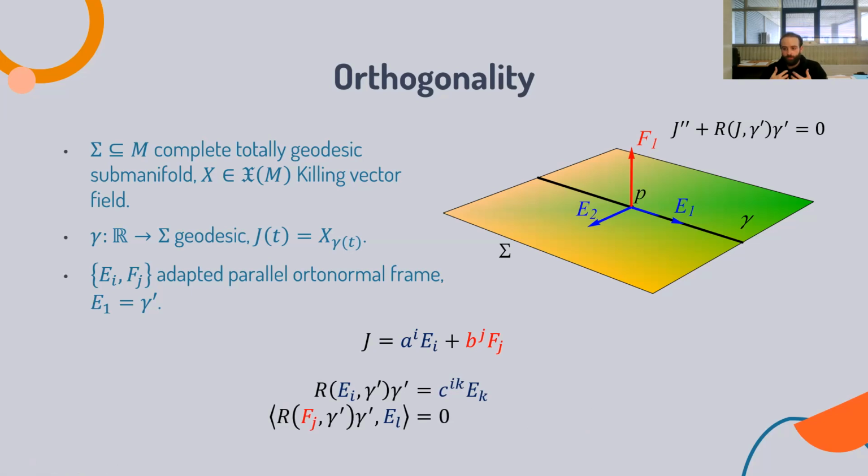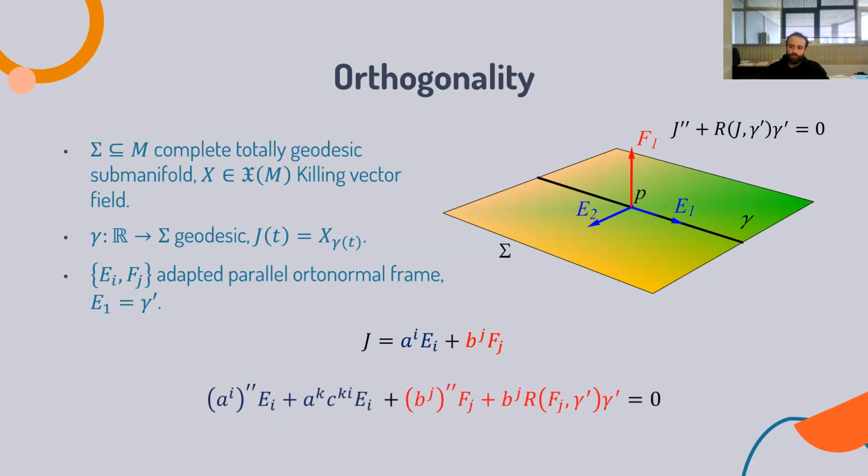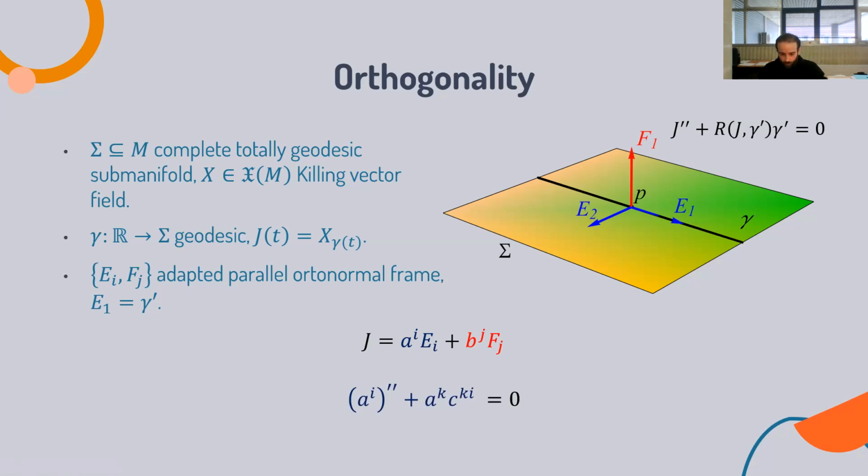Now we simply plug these results into the Jacobi equation, and we get that the following expression, which has this tangent part in blue and this normal part in red, must be zero. So in particular, the tangent part is zero. This gives us the following system of second order differential equations. So what we've shown is that these coordinates satisfy a second order ODE. In particular, these coordinates will be determined by their value at zero and the value of the derivatives at zero.